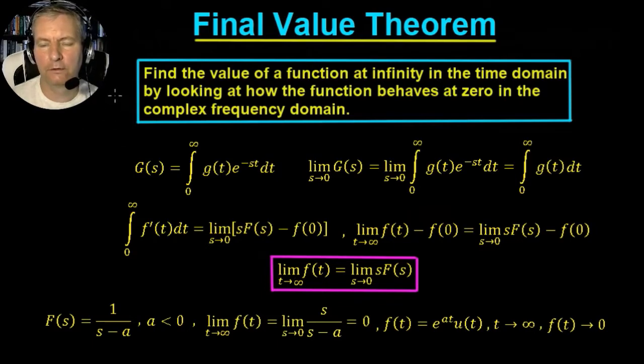The final value theorem tells us that we can find the value of a function at infinity in the time domain by looking at how the function behaves at 0 in the complex frequency domain. So we'll go ahead and we'll prove that.